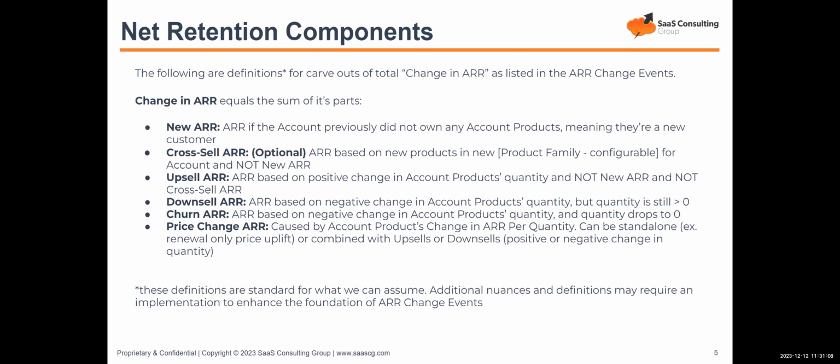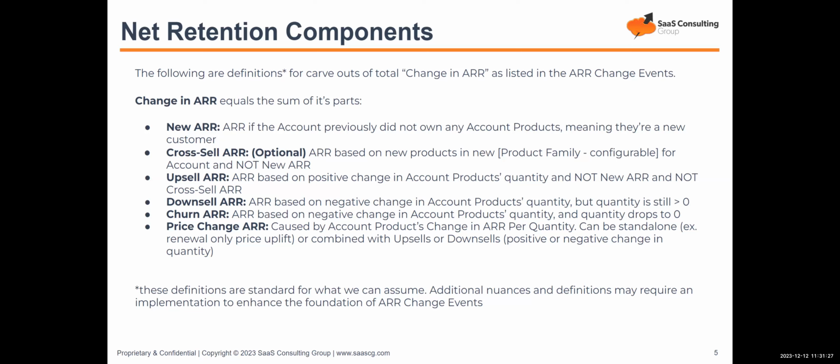Downsell ARR is similar, except it's the negative change in quantity, but as long as the quantity is still greater than 0, which means that they still have access to that product. Churn ARR is the negative change in value, and it fully cancels, which means it drops to 0 quantity.